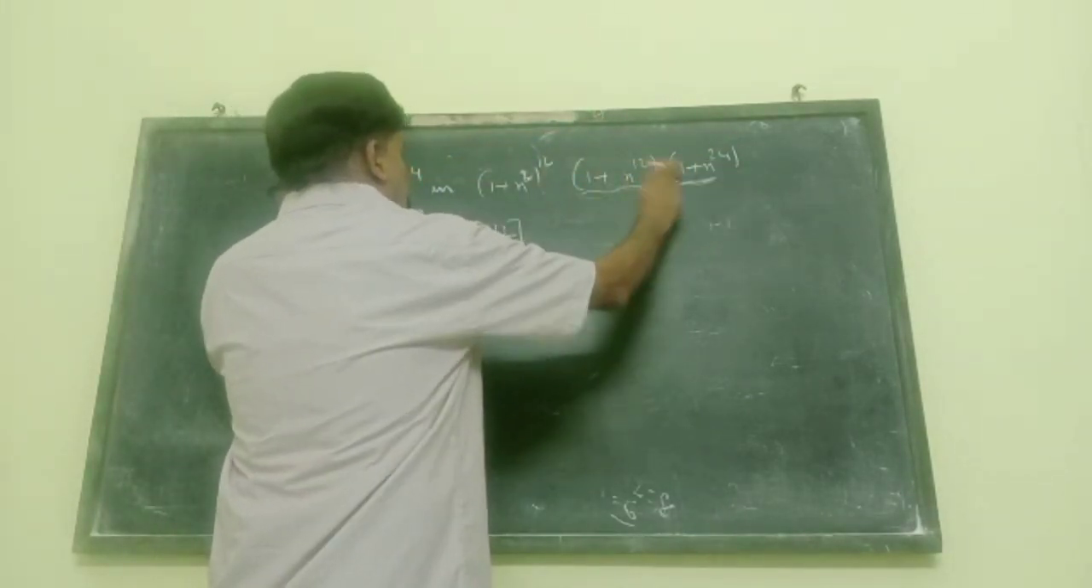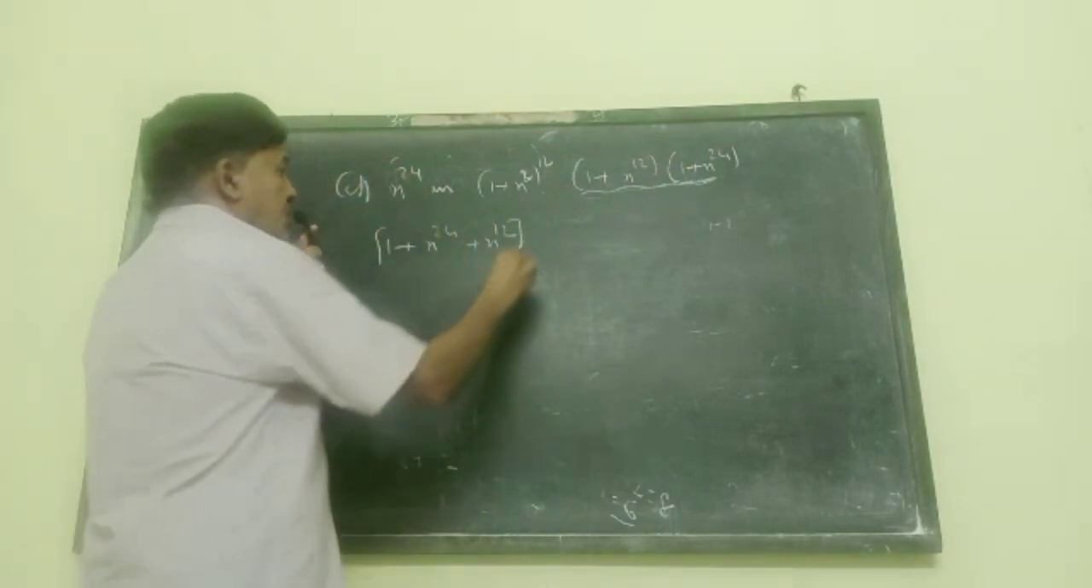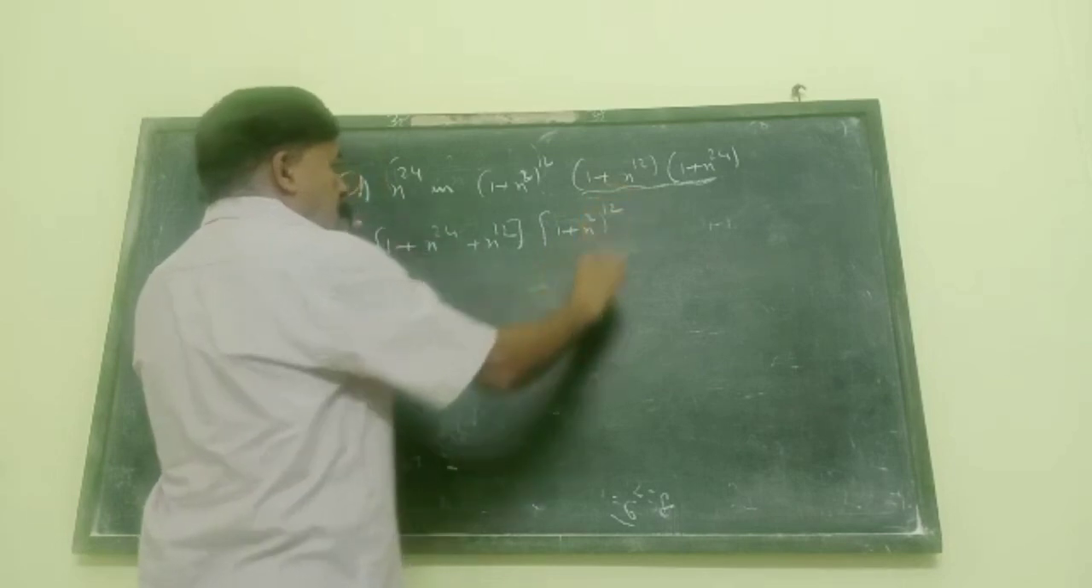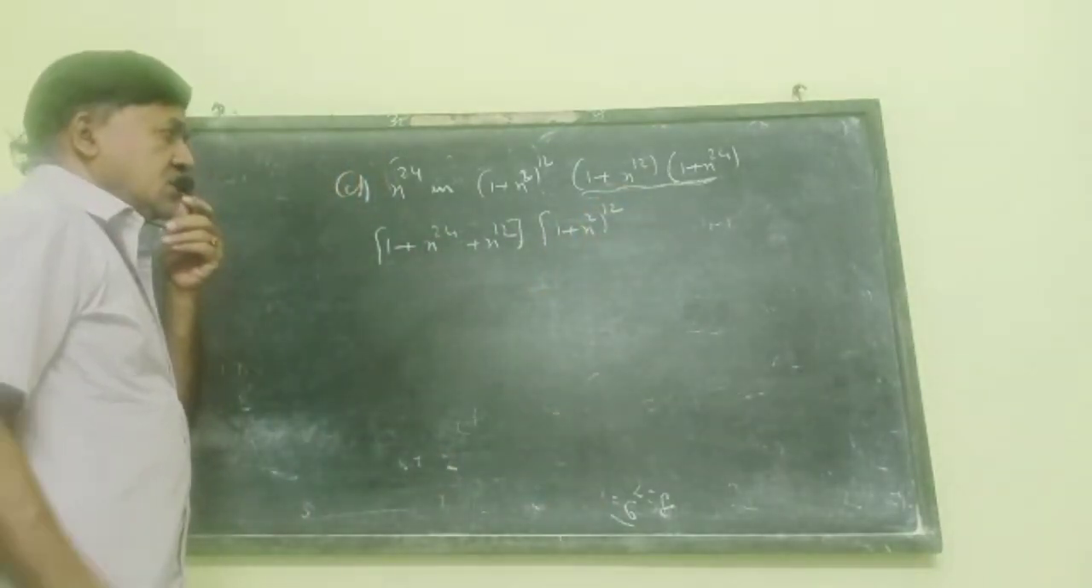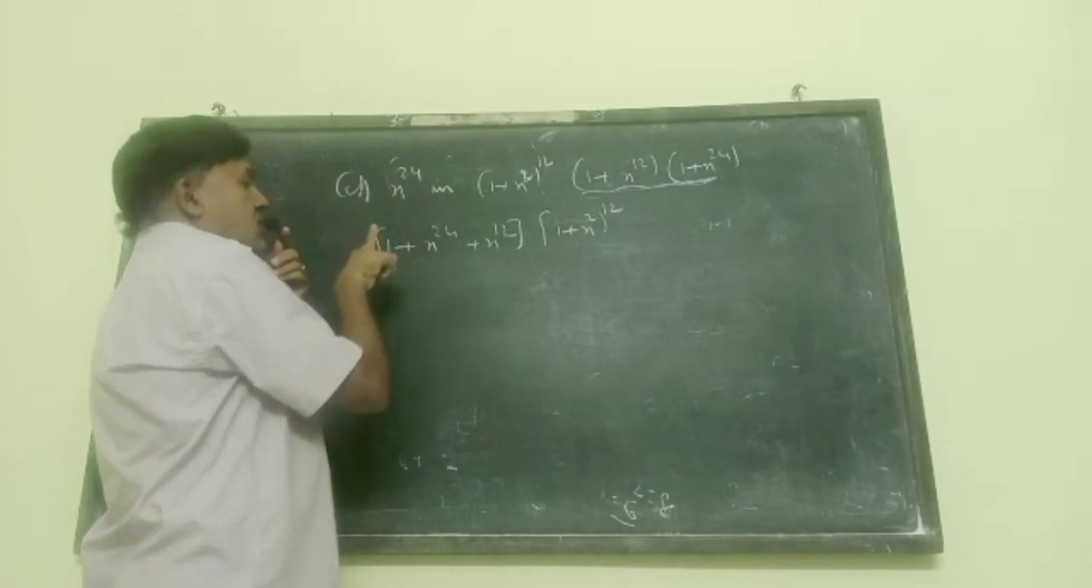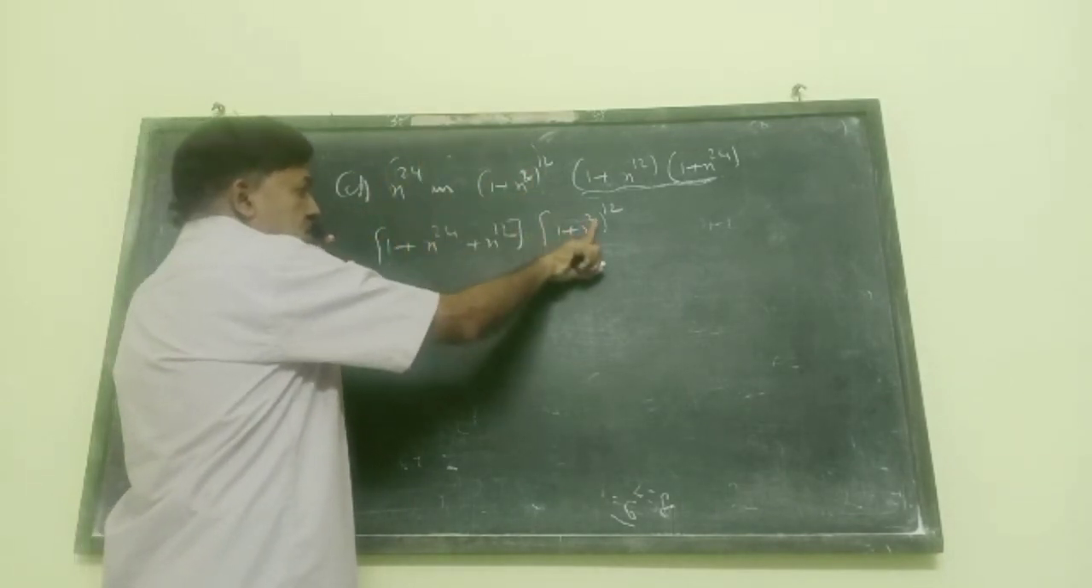So the product of these two is this, into 1 plus x square whole power 12. Now, you have to calculate x power 24 coefficient. 1 into x power 24 coefficient.